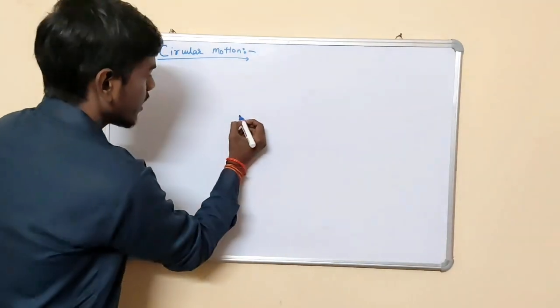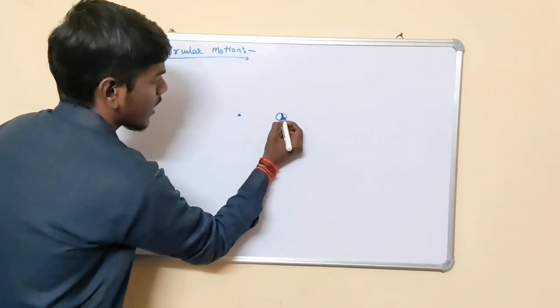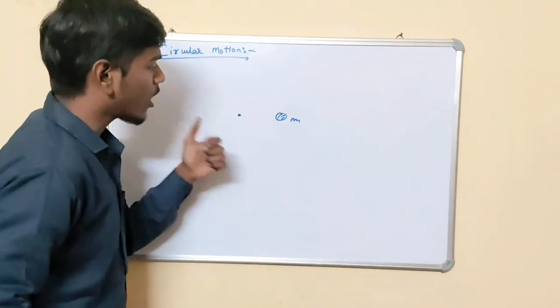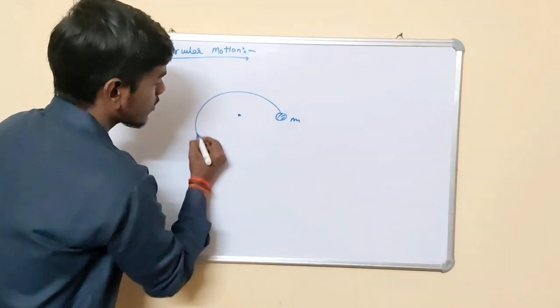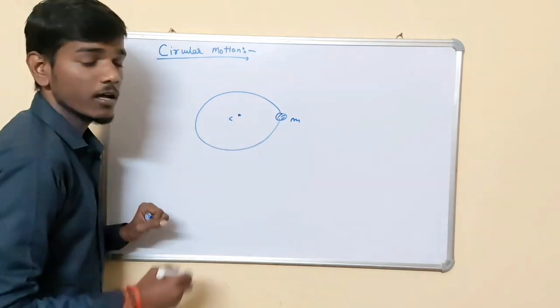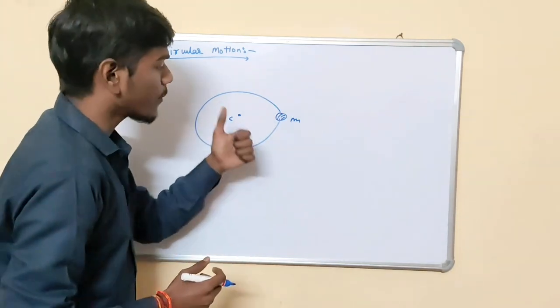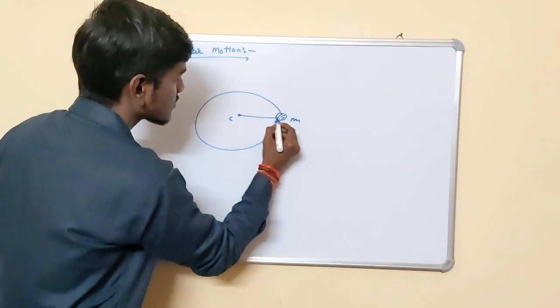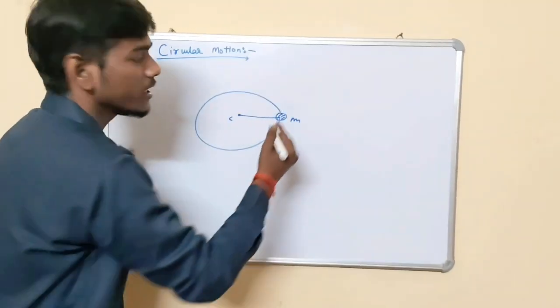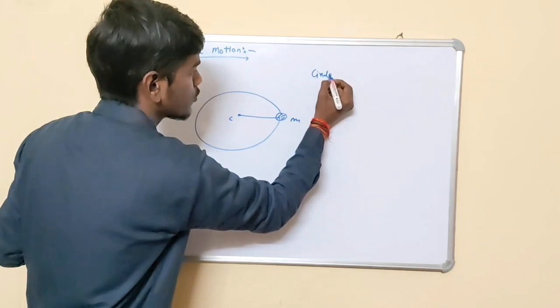So see, if an object or a particle, let's suppose its mass is m, is rotating about a fixed point, we call that fixed point the center. If an object is rotating about a fixed point, maintaining a certain distance, then this type of motion of the particle is referred to as circular motion.